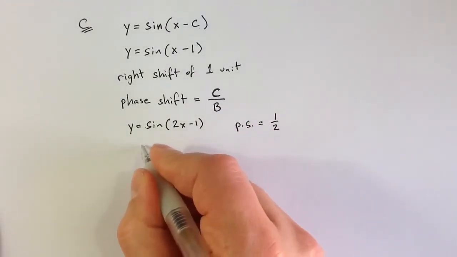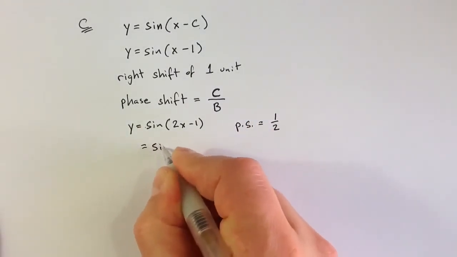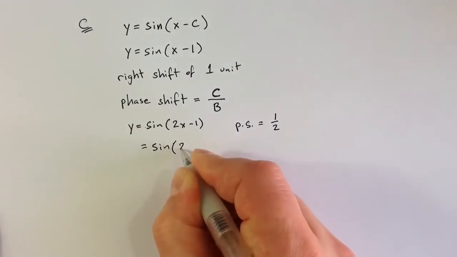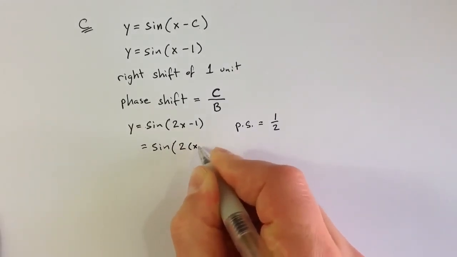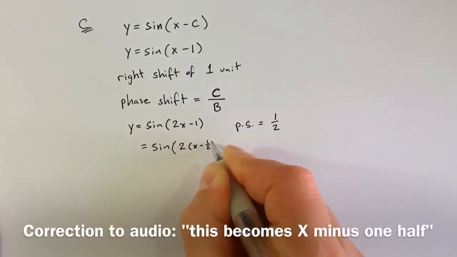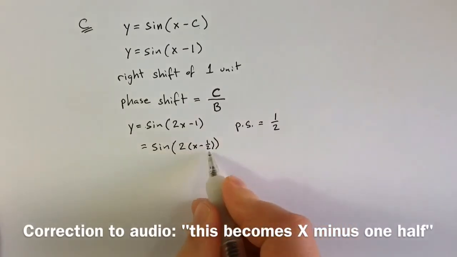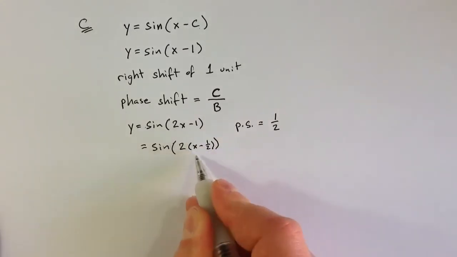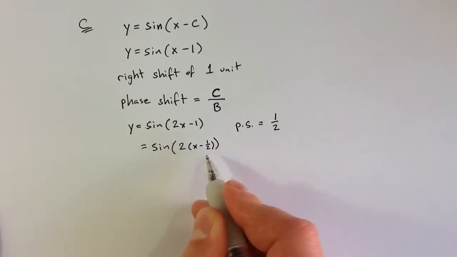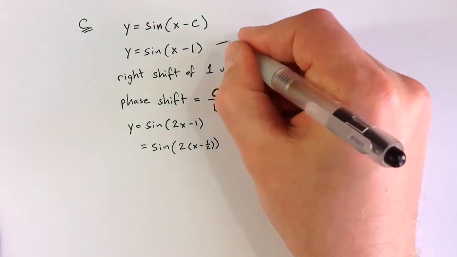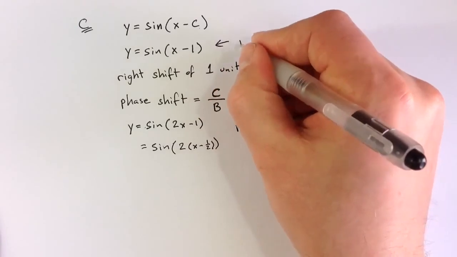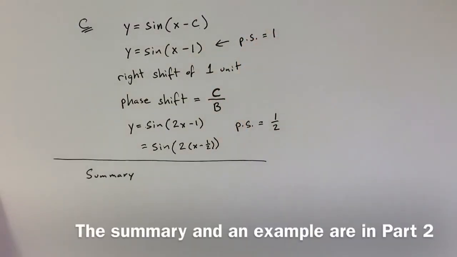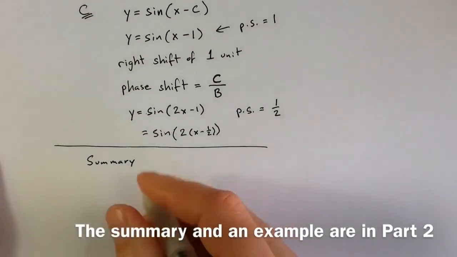Another way to think about that, we could factor out a 2 on the inside, and this would become 2 times (x minus 1/2). And so the 1/2 relates to that factored form of the inside of the sine function, the argument of the sine function. So the phase shift here would be just 1/2. So let's take a look at a summary of the formulas that we've seen.